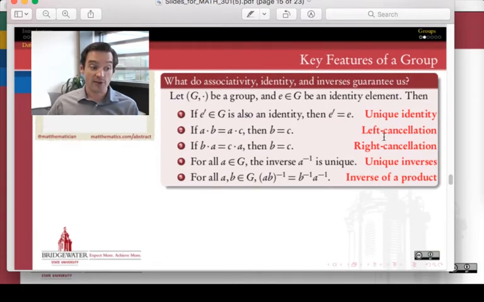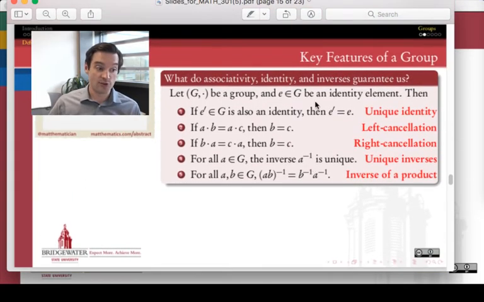Every group has a unique identity element, every group has left cancellation and right cancellation properties, unique inverses, and the inverse of a product is the product of the inverses in the opposite order. That's the socks and shoes theorem. So these are 5 things about groups that are not part of the definition, so we don't automatically get them when we define what a group is. But it doesn't take too much screen space to write a proof for each of these 5 things. It's in the previous video. And so these follow as logical consequences. These must be true for any structure that satisfies the definition of a group.